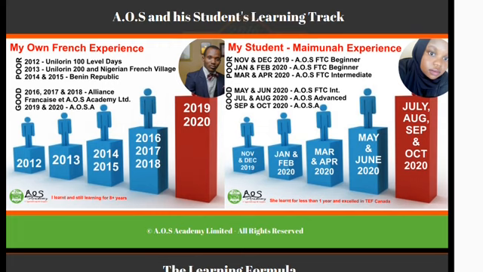And I was at my own institute, A.O.S Academy Limited, where I was already teaching the French language. Now, in 2019, 2020, I got into the C2 level. And then I was fully into A.O.S Academy Limited.